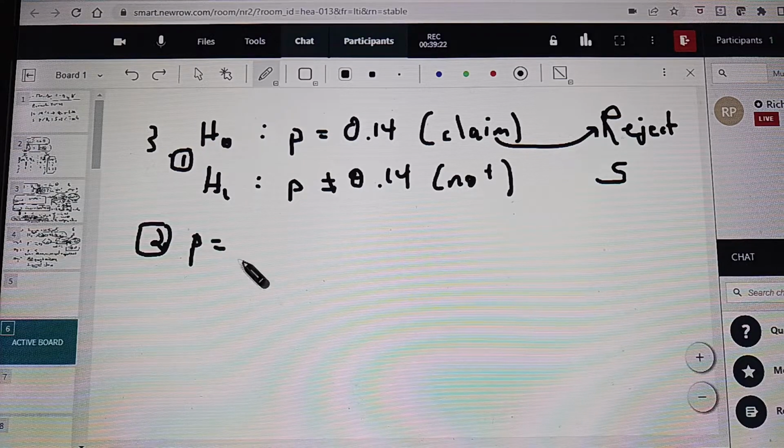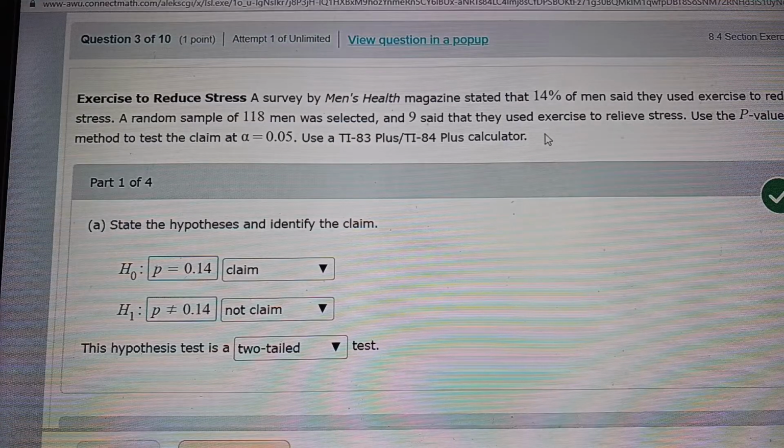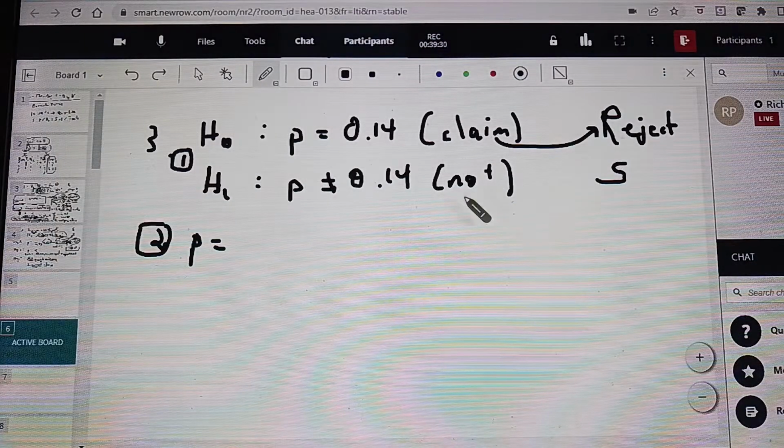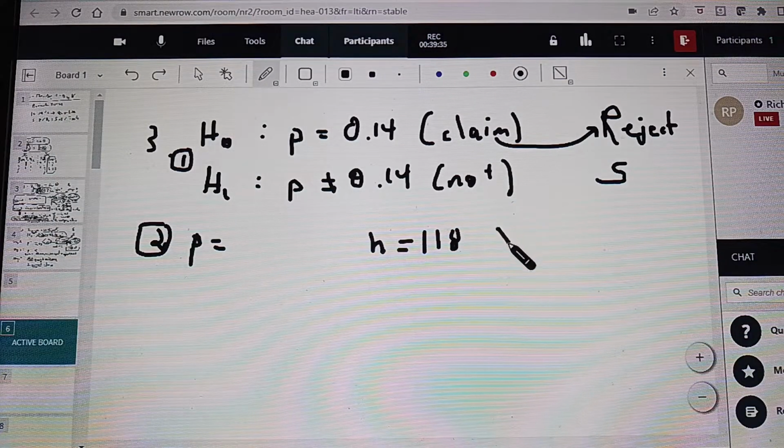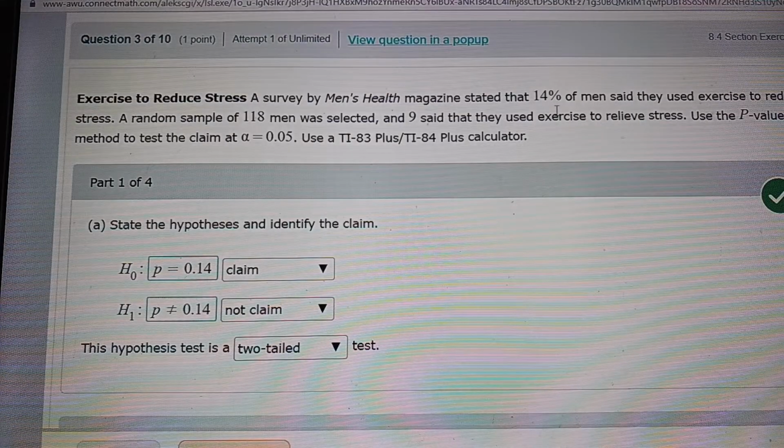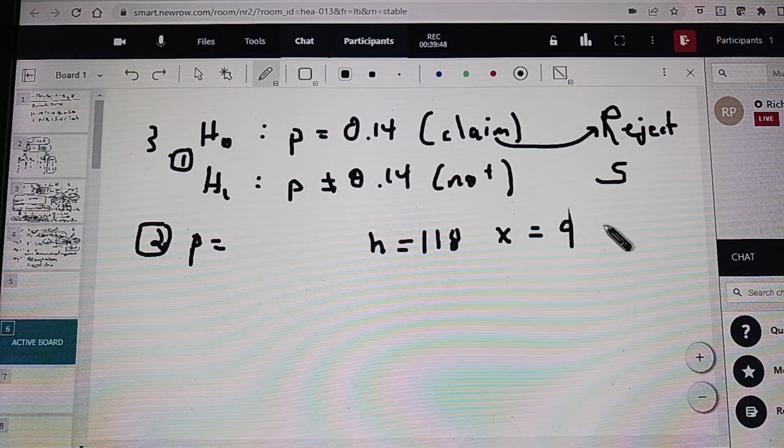Okay, to get my p-value, I have a random sample of 118 men and 9 said yes. That's N and that's X. X is the number of yeses to a yes-no question. There is no X bar, there is no S, there is no sigma, because we're doing proportions and not means. Alpha is 0.05.